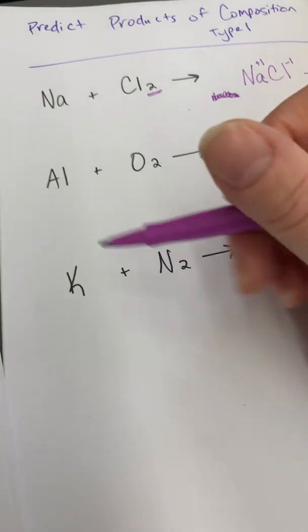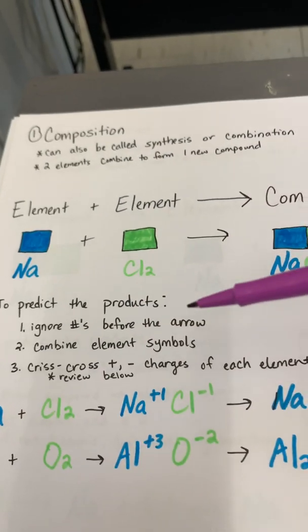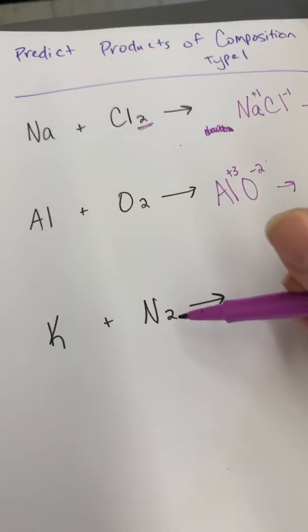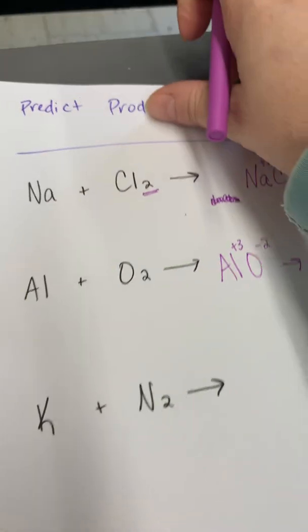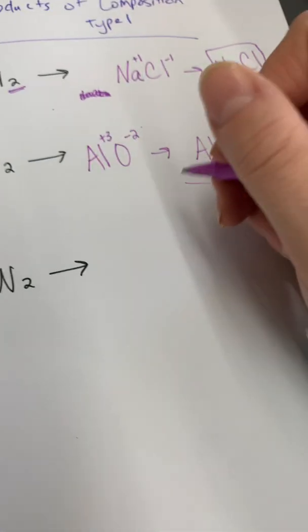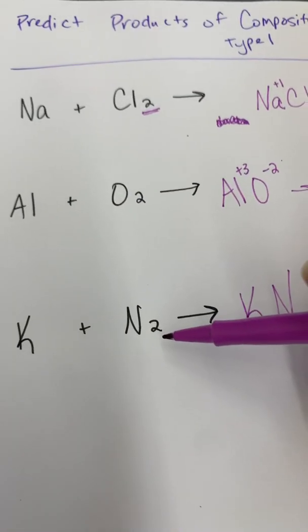Okay, another example, K plus N2. We're going to step 1, ignore the numbers before the arrow. And step 2, combine the element symbols. So we're going to ignore the 2. Now some reactions won't have a number on either element. That's fine. You skip to step 2, which is to combine your symbols. So we're going to combine K and N, ignore that 2.